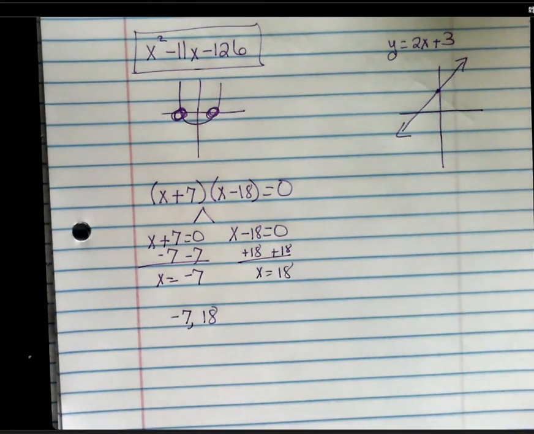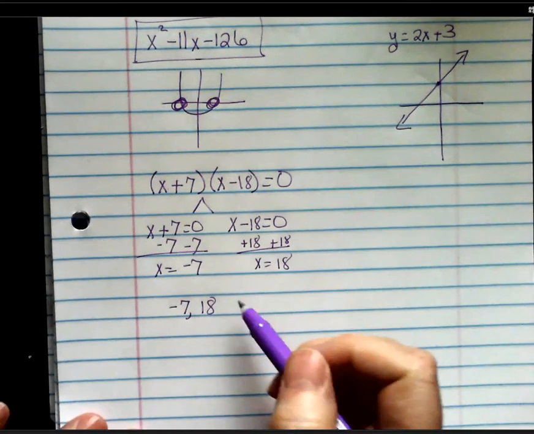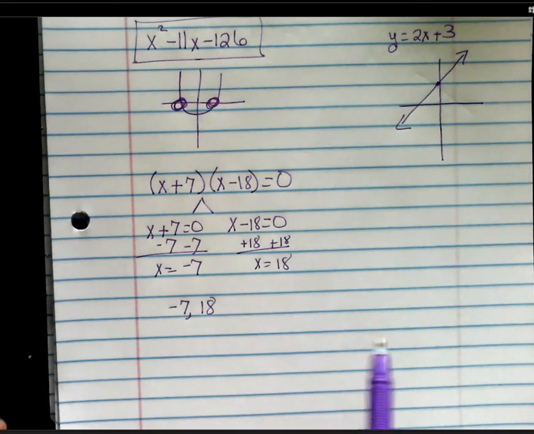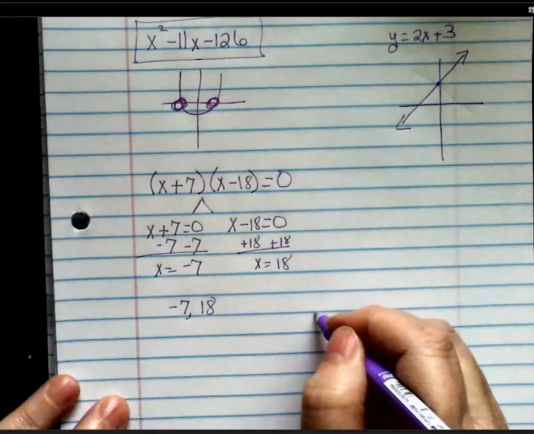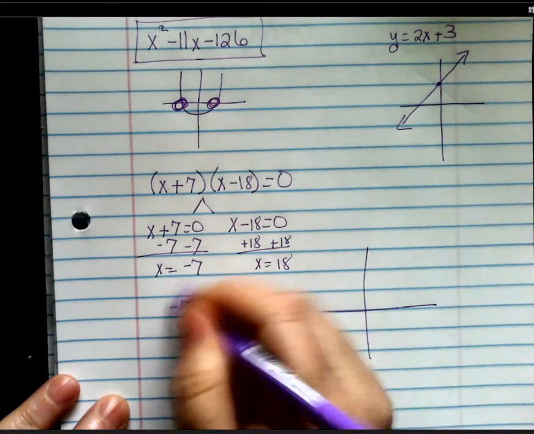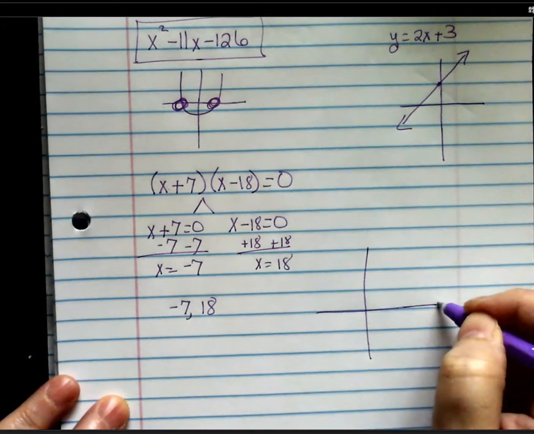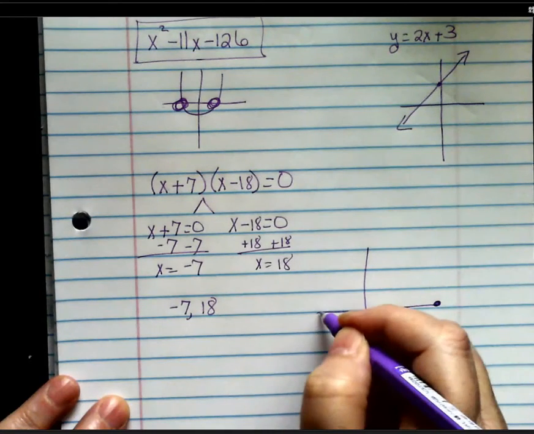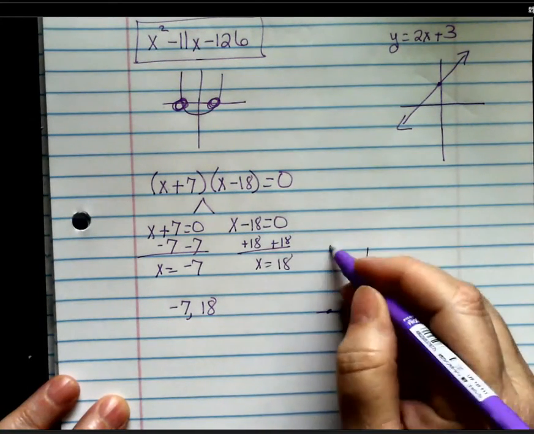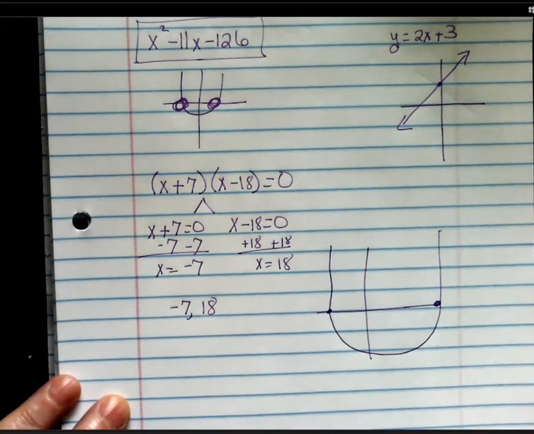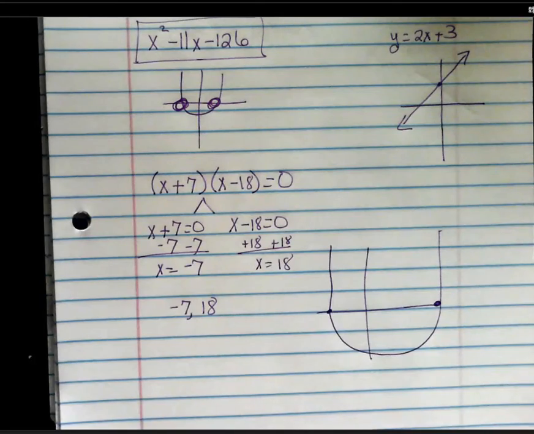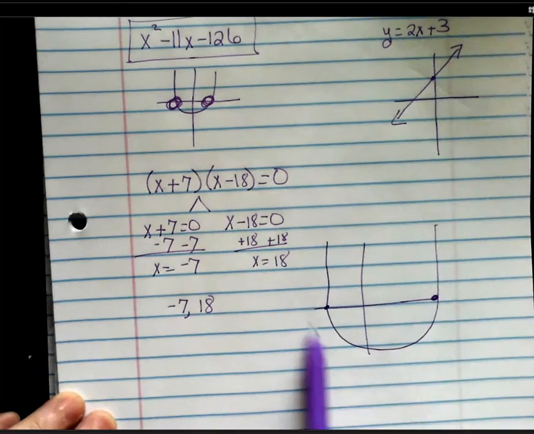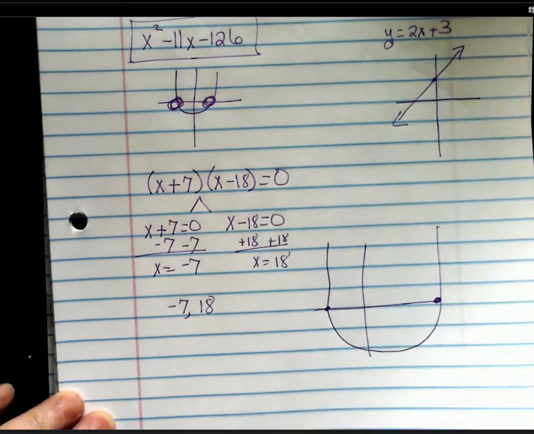Sometimes it'll ask you to write them as ordered pairs, and then it would be -7, 0, and then 18, 0. And what that means is if I were going to graph a quadratic, one of my intercepts would be at 18, and one of my intercepts would be at -7, and my parabola would look like that. There's a lot more into it, but this is why we're solving this, is to find the x-intercepts of our quadratic.